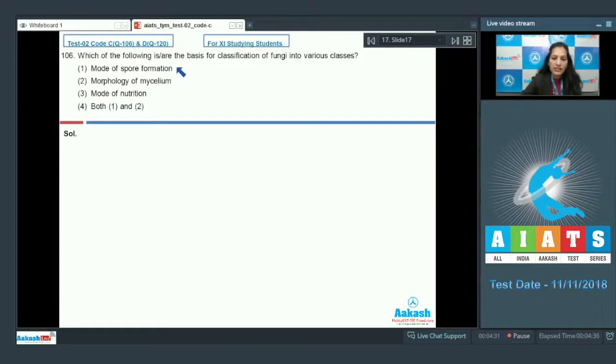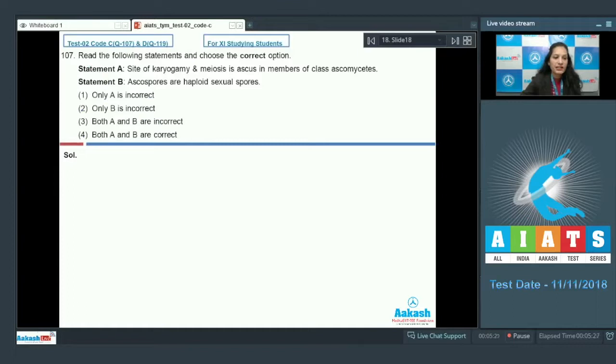So the basis of classification of fungi into various classes is, yes, mode of spore formation and morphology of mycelium, but not the mode of nutrition, as all the fungi are saprophytic in nature. Whittaker made the new kingdom fungi because they have a different mode of nutrition, that is saprophytic. So all the fungi have the same mode of nutrition. So the correct option is the fourth one, that is both 1 and 2. So correct option is option number 4. Let's move on to the next question.